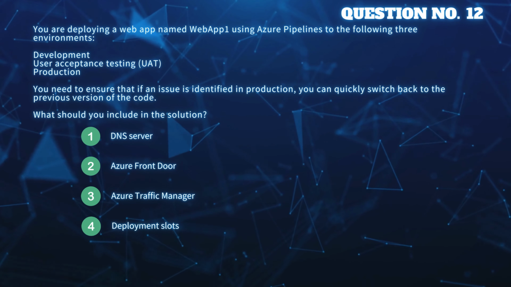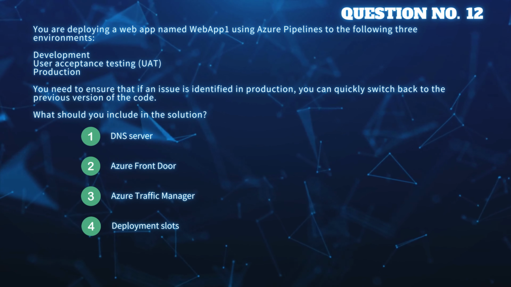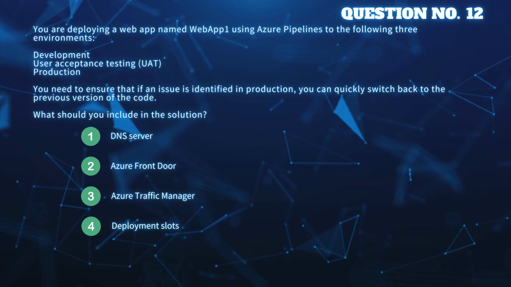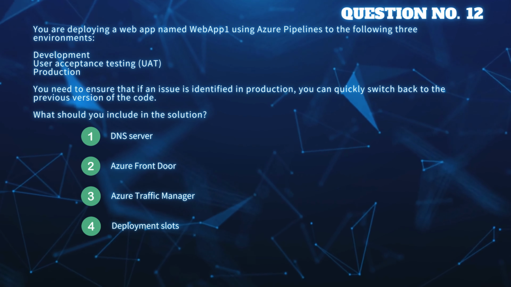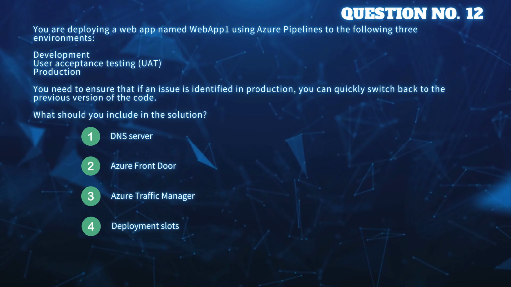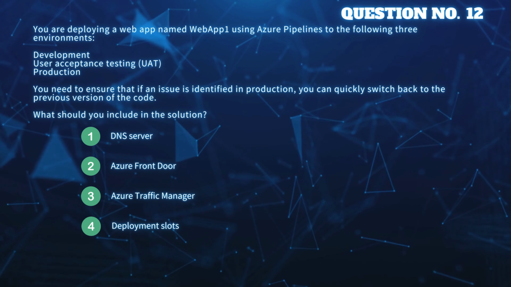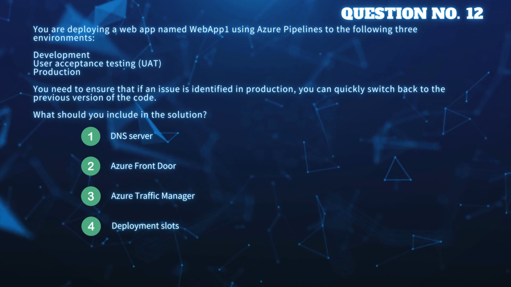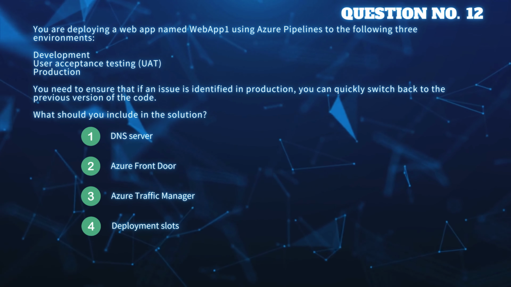You are deploying a web app named Web App 1 using Azure Pipelines to the following 3 environments. Development, User Acceptance Testing, UAT, Production. You need to ensure that if an issue is identified in production, you can quickly switch back to the previous version of the code. What should you include in the solution?